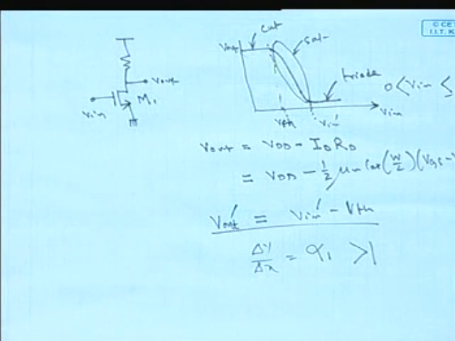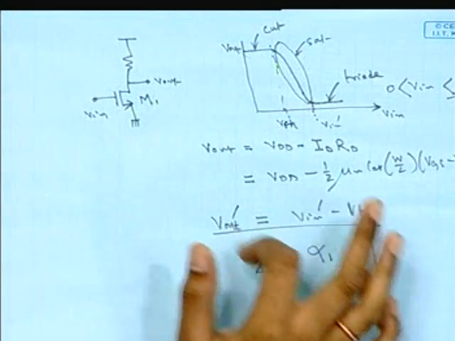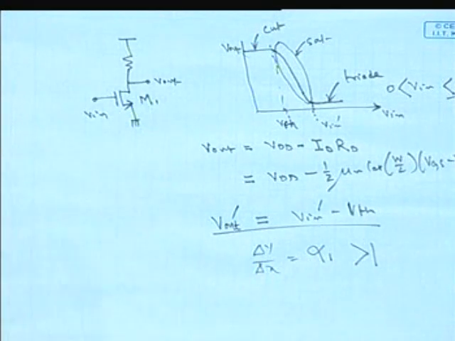Okay, and this is a very important application in the digital domain, that is nothing but the digital inverter. Whenever we are operating our transistor in the cutoff and triode region, it is in the digital domain, and whenever we are using it in the saturation region, that is nothing but the analog amplifier.